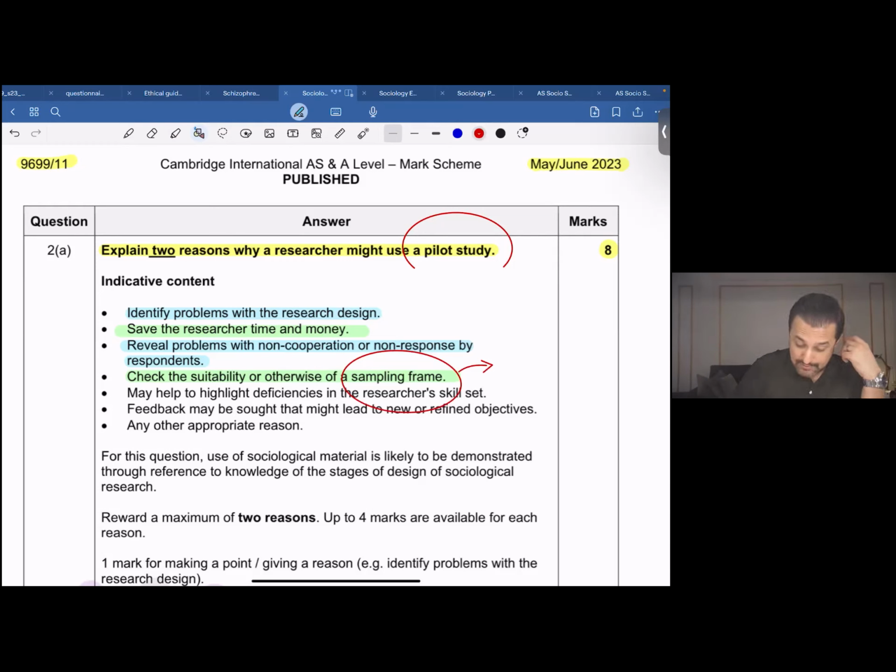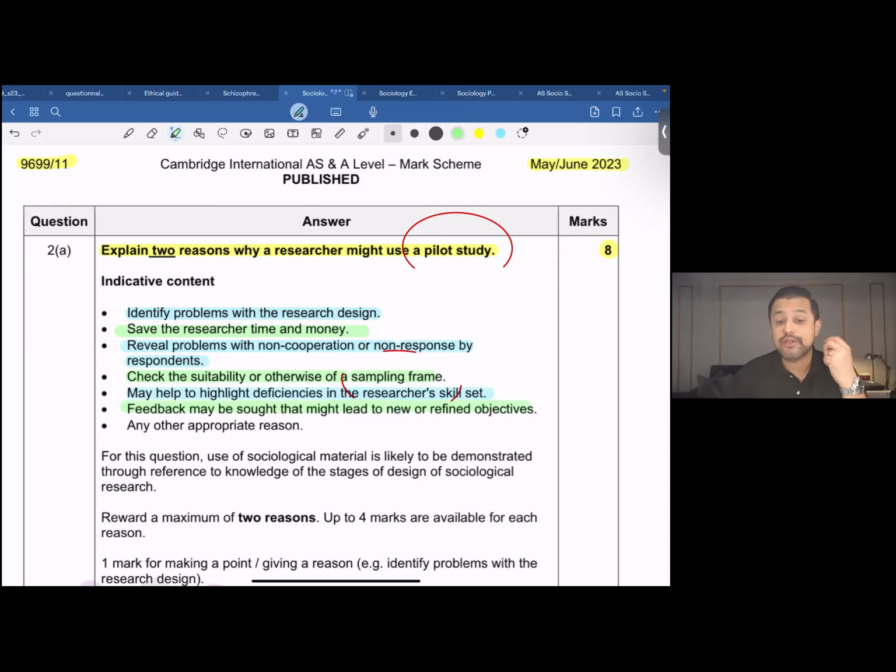Now, the next indicative content: it may help to highlight deficiencies in the researcher's skill set. When a researcher is all set to conduct a research, it is very important that the researcher finds out if there is any deficiency in his or her skill set, right? There are certain requirements that a researcher needs to keep in mind when conducting research. There's a possibility there might be something lacking in their skill set, which they can identify sooner through a pilot study and then work on it before they step into the actual research.